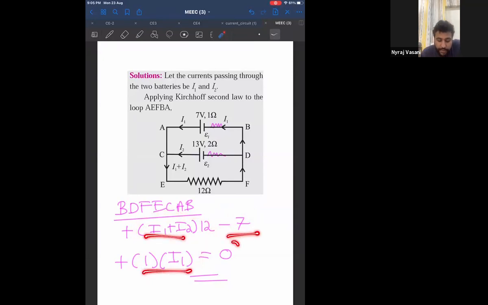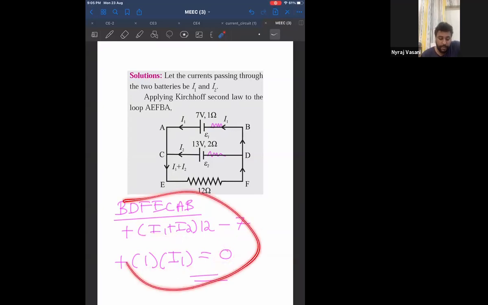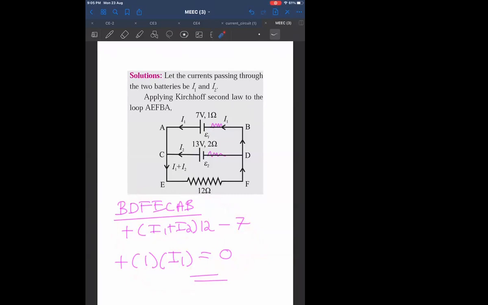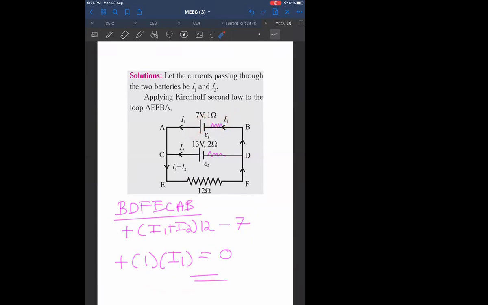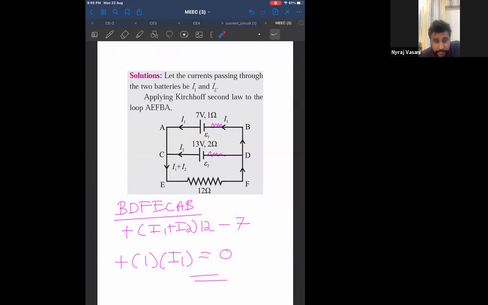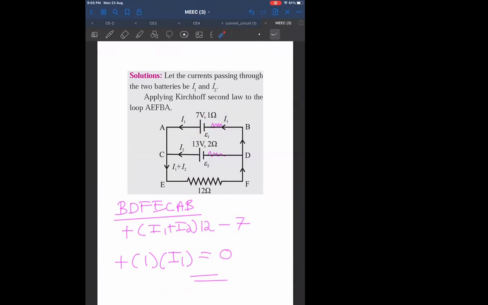Voltage equal to 0. That is the meaning of this particular loop. Yes. Sir, from A to B, can we take first that we are against the current? Yes, you can. You're telling first I'll take current, then battery, you can. Okay. Yes, sir.